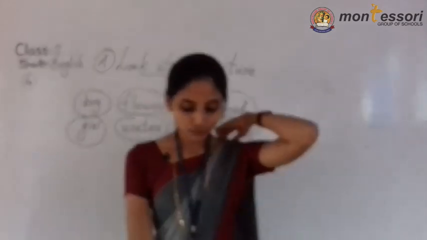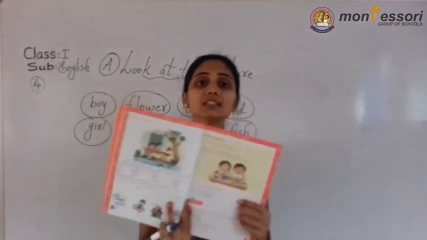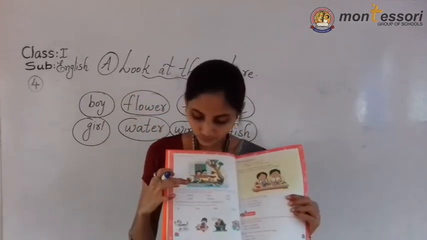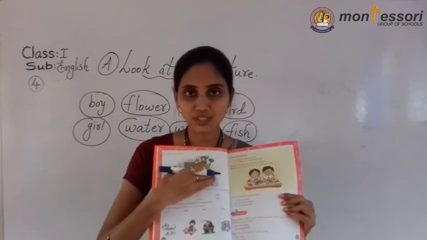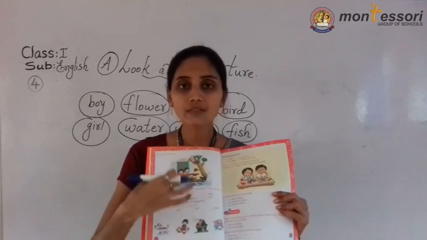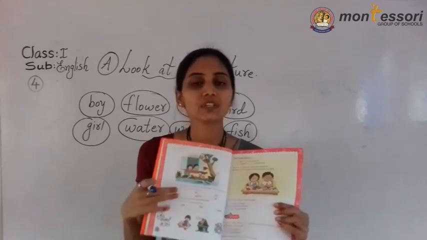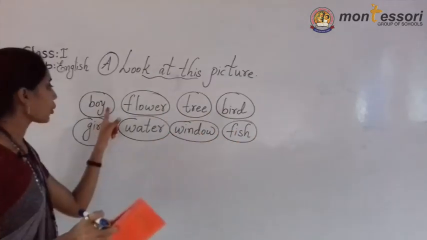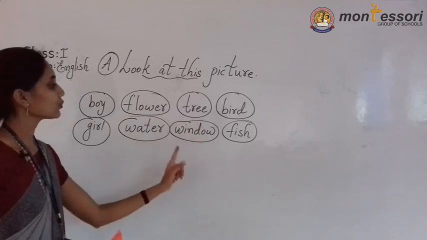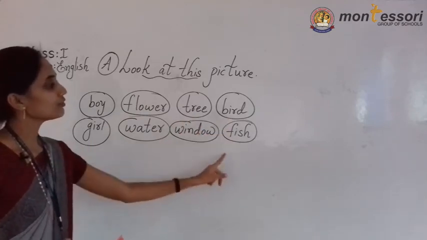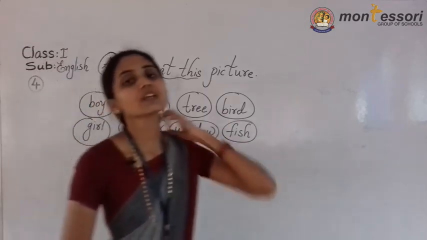These are the words we have circled by seeing the picture. Here it is mentioned that by seeing this picture, you have to circle the words. These are all the words from the picture. Boy, girl, flower, water, tree, window, bird, fish. All these are from the picture. Yes or no? Yes.